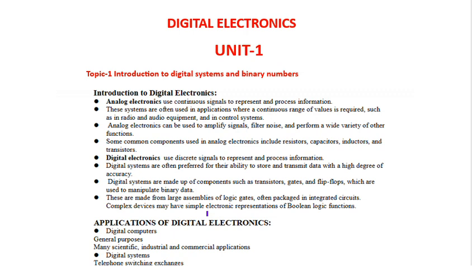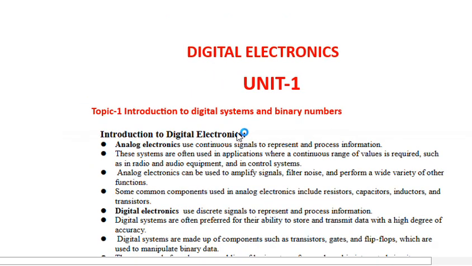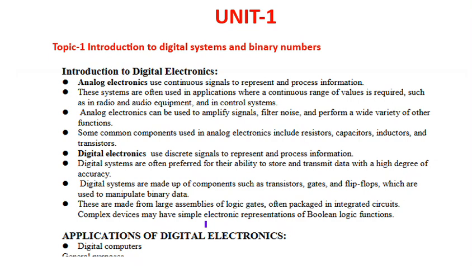Analog electronics uses continuous signals, whereas digital electronics uses discrete signals. Analog electronics uses continuous signals to represent and process the information. To process the data or the information, they will be using continuous signals. These systems are often used in applications where a continuous range of values is required, such as radio, audio equipment, and control systems.